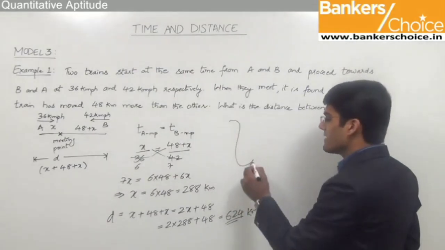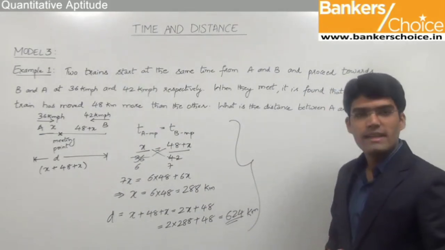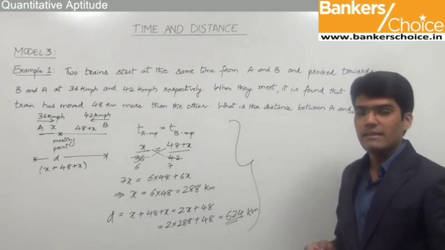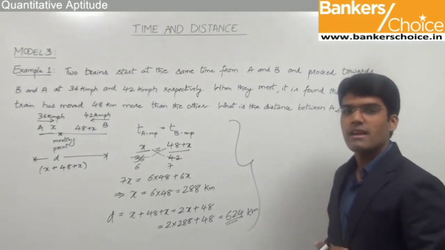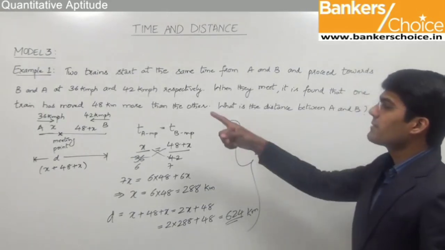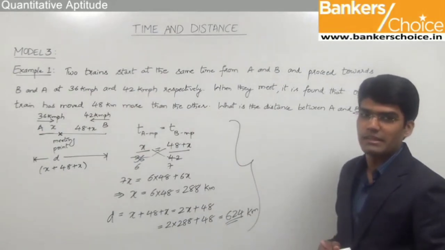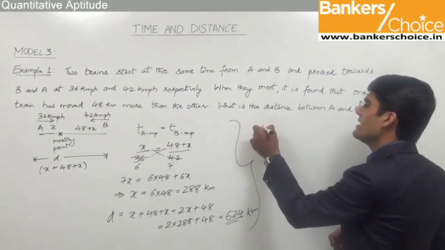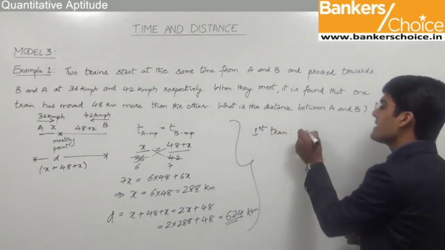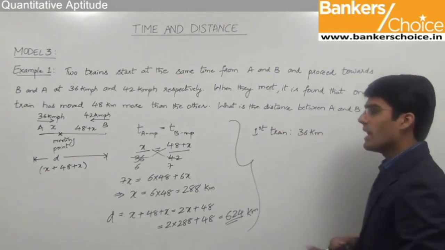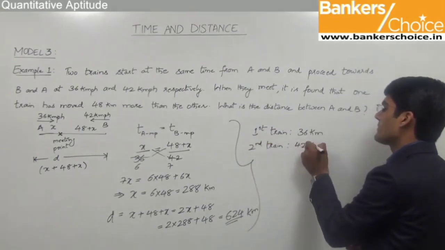Friends, after understanding the traditional method of solving the problem, let us now look at the smart way of getting the answer for this question. In this method, we get the answer in simple 2 steps without writing any of these steps. Let us understand how to work on that. Here, the speeds of the two trains are 36 kilometers per hour and 42 kilometers per hour respectively. So in each hour, the first train covers a distance of 36 kilometers and the second train covers a distance of 42 kilometers.